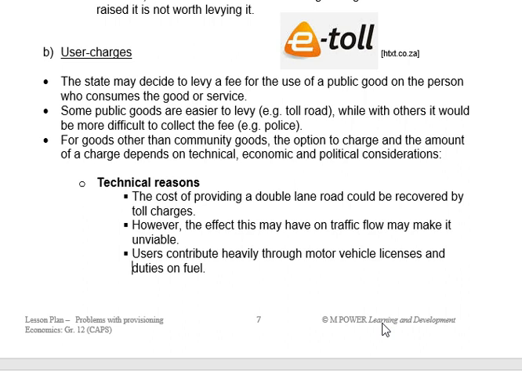All right. But obviously having a double lane road, the effect that it has on traffic flow makes it easier for people. The traffic flows better. People can get to their destination quicker. But the idea is that it is expensive.